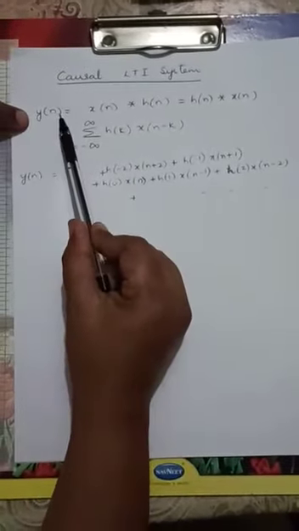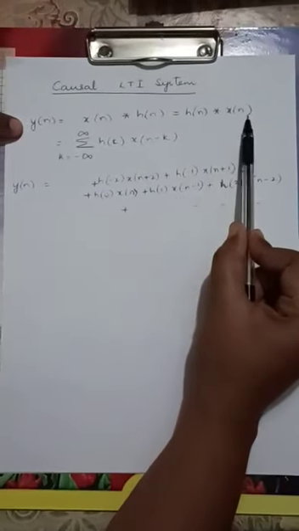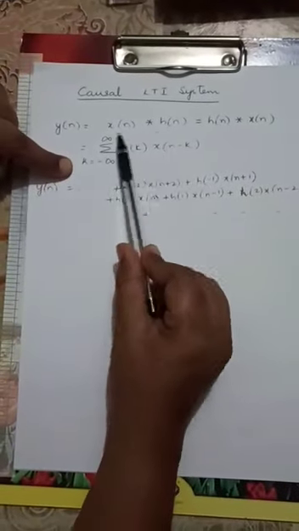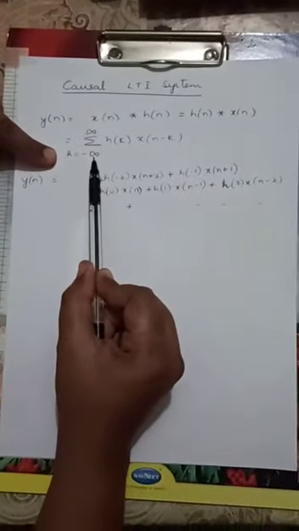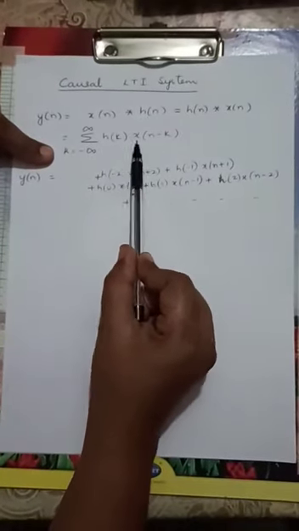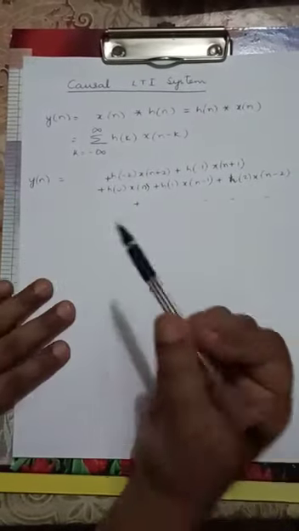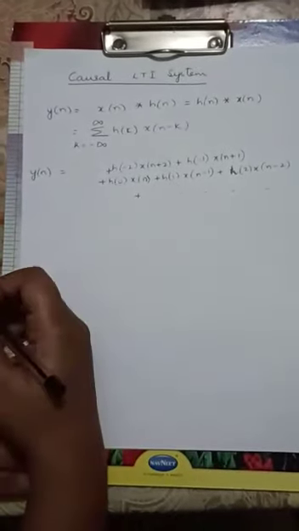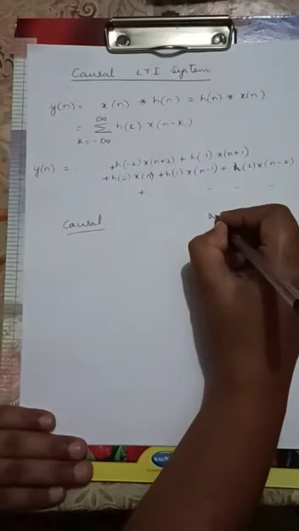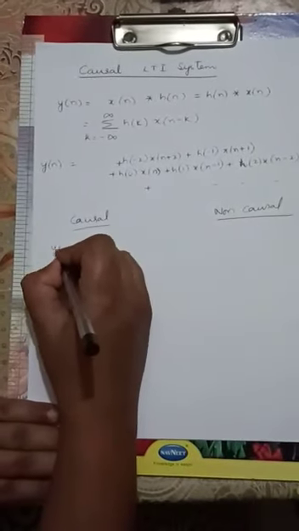Again we will take y of n is equal to h of n convolution x of n, the commutative property version. Take the same definition of the convolution sum, expanding from minus infinity to plus infinity, so with h of k into x of n minus k we get this equation. Now, before deriving a condition, first we will see the definition of a causal system and a non-causal system.